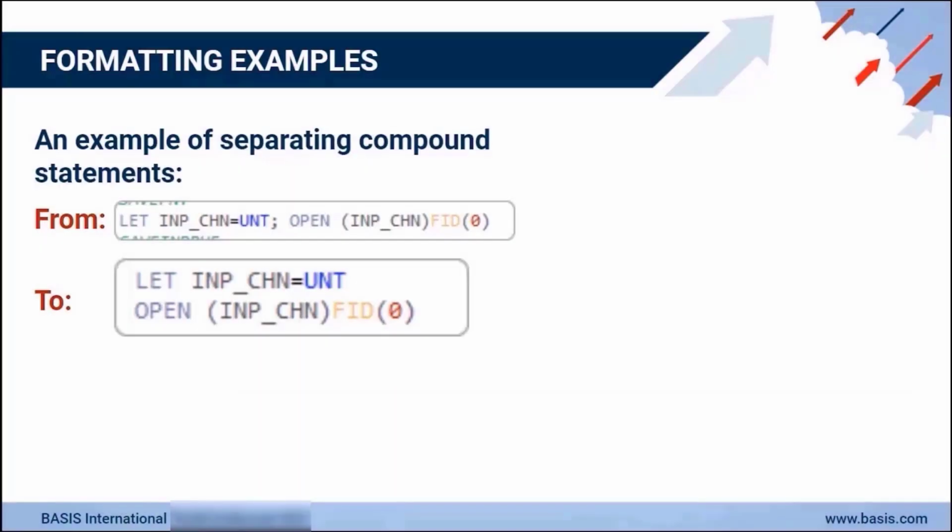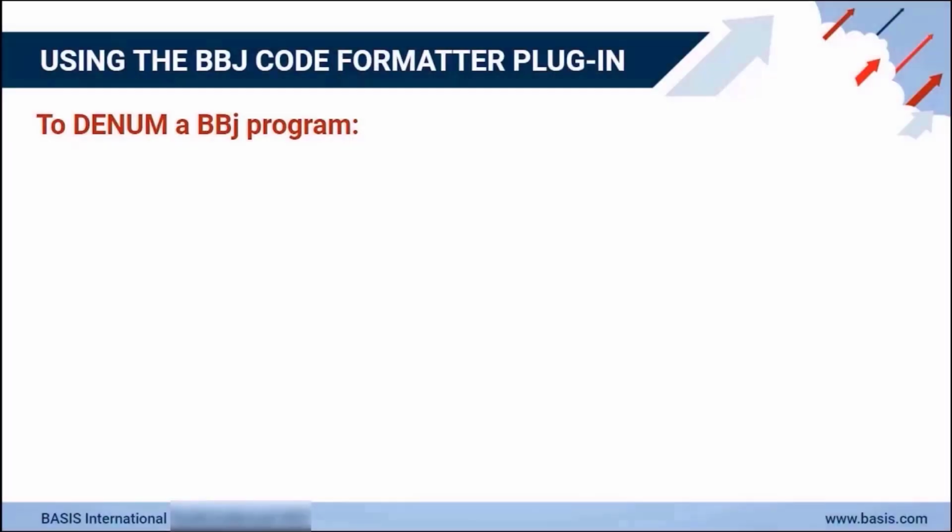Here's an example of separating compound statements, where you have 2 statements on one line separated by a semicolon. The from shows that in a BBJ code editor, and then once you've formatted, the to shows what it would look like as 2 separate lines of code.